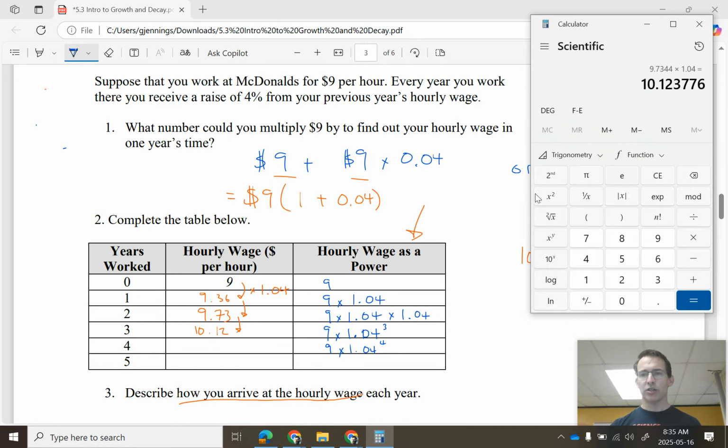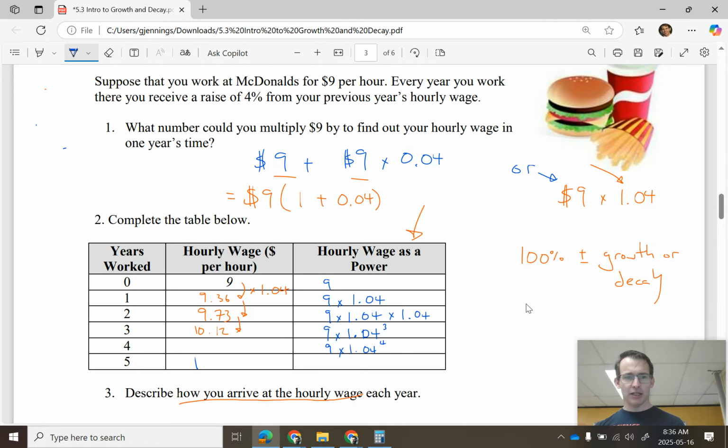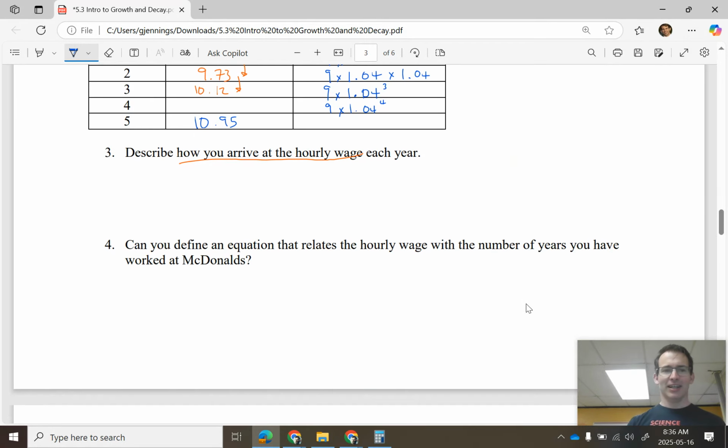So let's see if we can just punch that all the way for the fifth year. So we're going to do 9 times 1.04 raised to the 5. Whoops! That was a lot of 5s. That would be in the 5,555th year. Okay, we don't want that. Okay, so you're very nearly making $11 an hour after 5 years. So just stick with it, everyone. Work hard and good things will come to you. All right, 10.95.